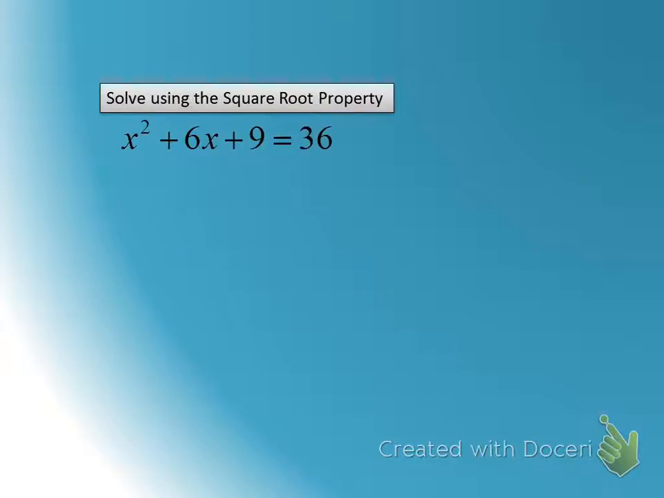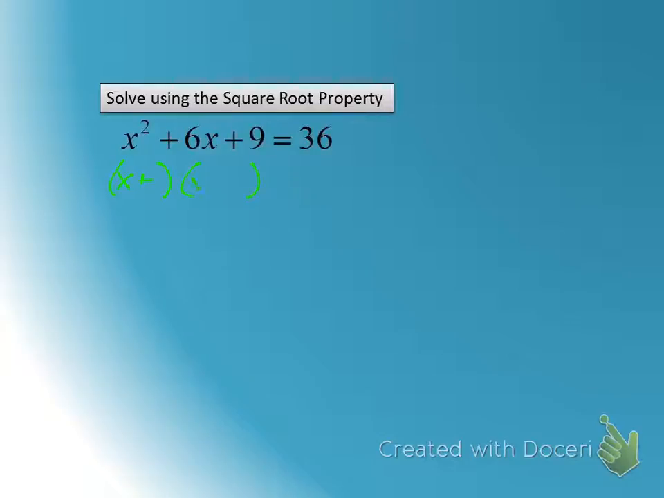Alright, so, for example, solve each equation by the square root property. First thing you do, you look at the left-hand side. Now, notice it's an equation. Okay, so we're going to solve it. Okay, x squared plus 6x plus 9 equals 36. You're going to ask yourself, does that factor? Alright, does that factor? And factor in such a way that you get a perfect square trinomial.